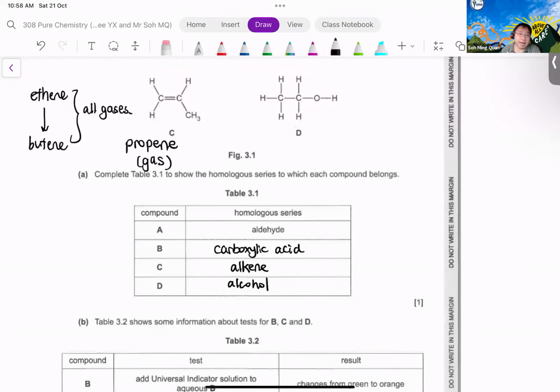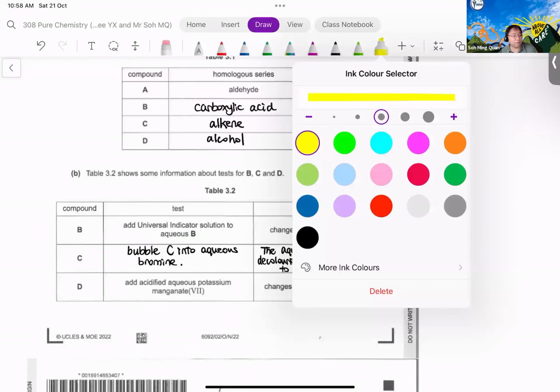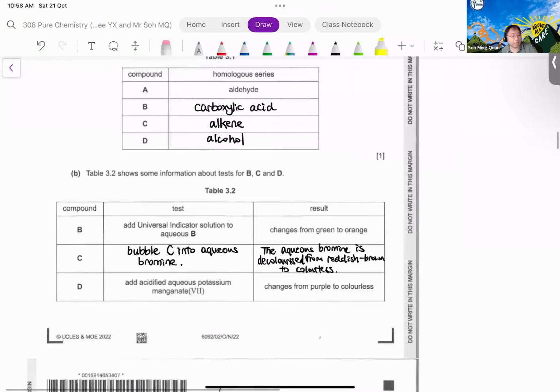If propene is a gas, you cannot add aqueous bromine to it. You must bubble it into aqueous bromine. A gas must be bubbled, okay? So the aqueous bromine is then decolorized from reddish brown to colorless. I think many of you still somehow like to write brown. It's incorrect. It's reddish brown to colorless. Okay? So just take note, propene is a gas, so you must bubble it into aqueous bromine.